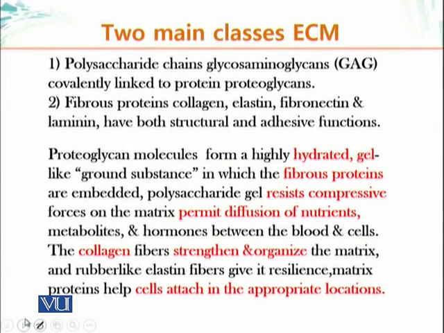I would also like to point out that there are two main classes of ECM. GAGs make, for example, polysaccharides, including glycans. They make one category, and also proteins, for example, collagen, elastin, fibronectin, and laminin. That's a second category of ECMs. We are going to first of all talk about GAG molecules.